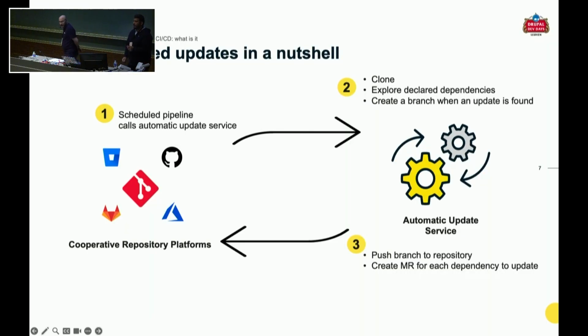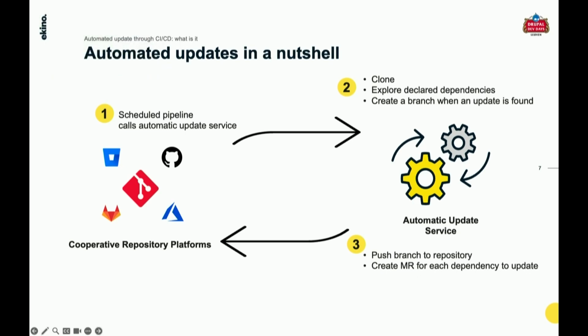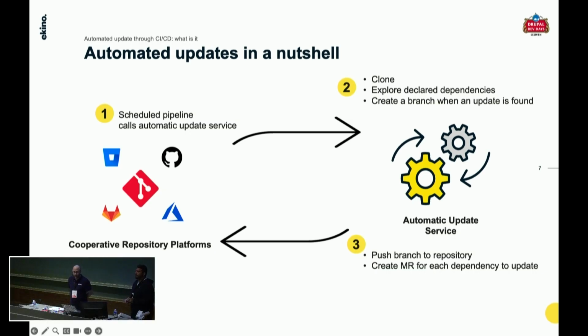So, we have seen why. Now let's see how it works basically. It's a basic representation of how an automatic update works in CICD. Generally we work with a collaborative platform repository like GitLab or GitHub, and this kind of tool allows us to schedule pipelines and trigger jobs or actions. So it's where we can run our automatic update service.